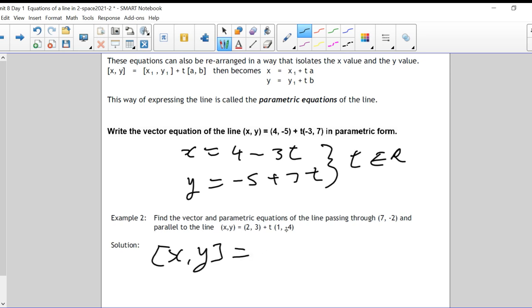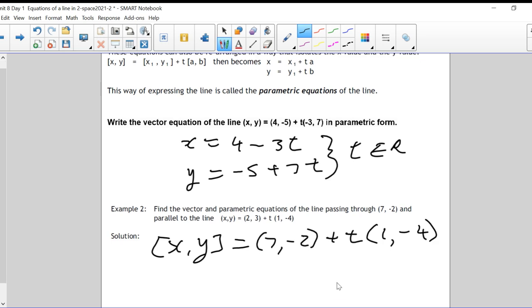Well, my (x, y) is equal to, instead of the (2, 3), which belongs to the equation that we have now, I need to pass through (7, -2). So I'm going to use that point. And then I'm going to say it's going to be the same position vector. Done. Except I should also say t is an element of the real number set. I keep forgetting to say that, and I should. That's it.